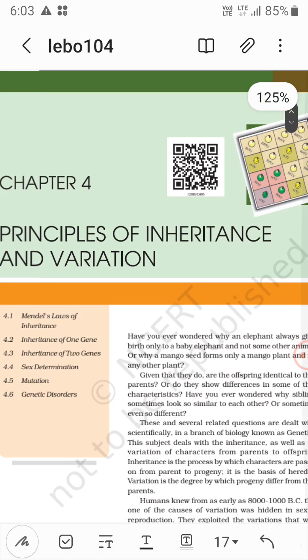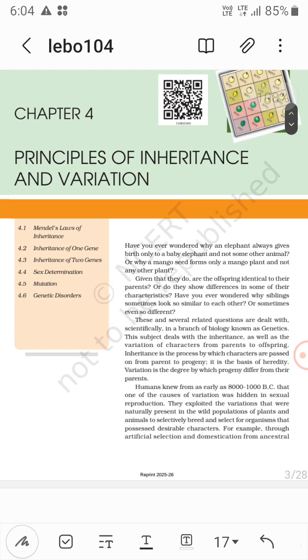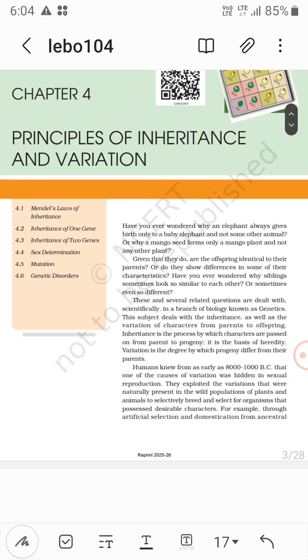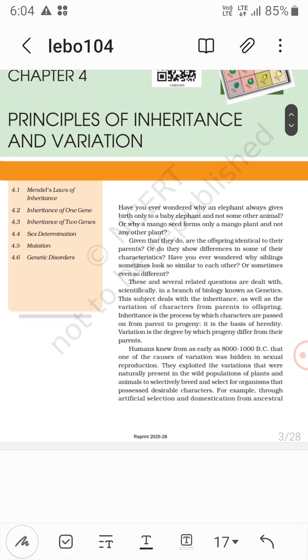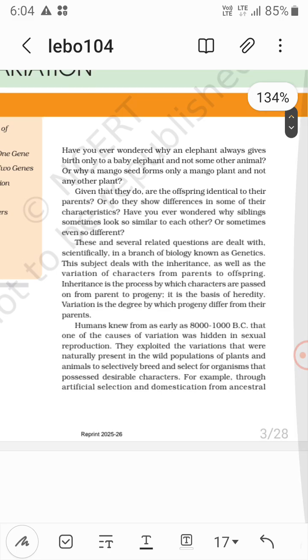Now, the principles of inheritance and variation. Mendel's laws of inheritance. So these are the contents: we are going to study Mendel's laws of inheritance of one gene, inheritance of two genes, sex determination, mutation, and genetic disorders.